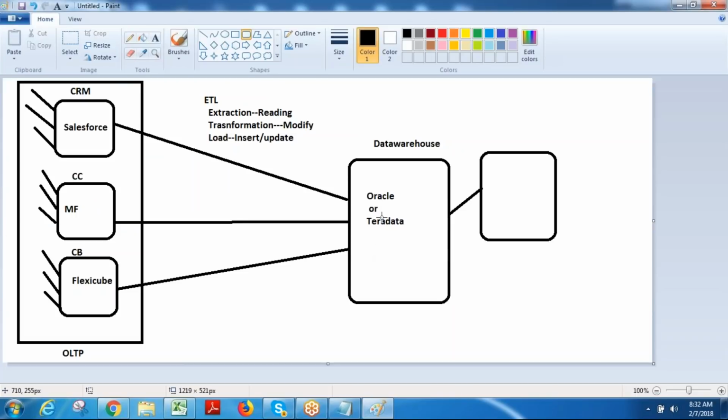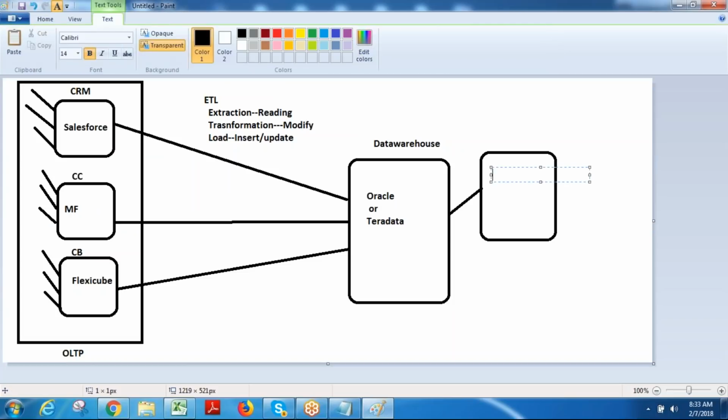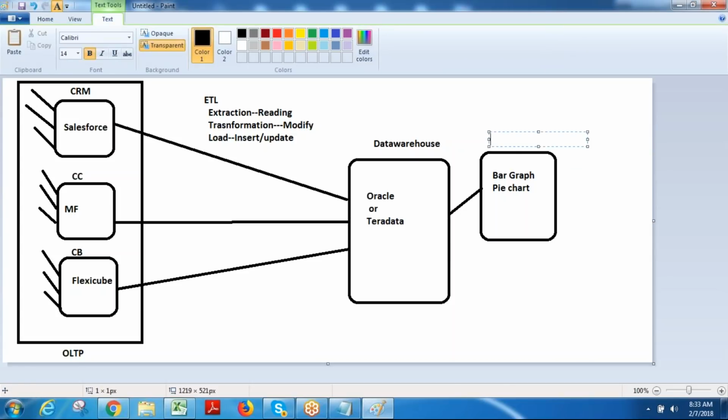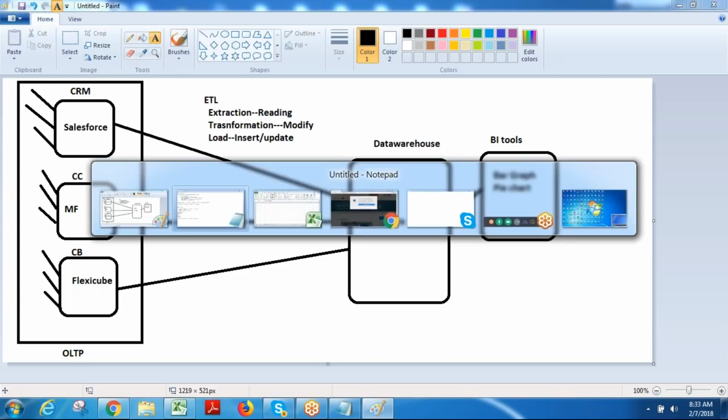So what BI tools, or reporting tools, do is they read the data from your data warehouse and represent the data in a user-understandable format. Basically it could be a bar graph, or it could be a pie chart, right? Or any graph can be done. So these BI tools will read the data from our data warehouse and represent the data in the form of reports, which we use. That is about the BI tools.